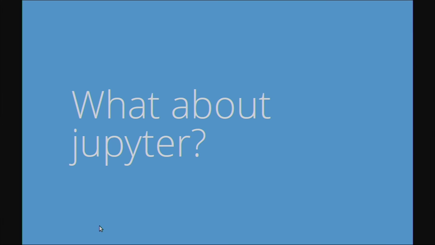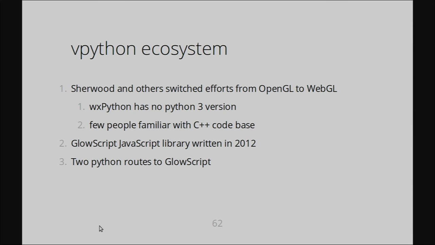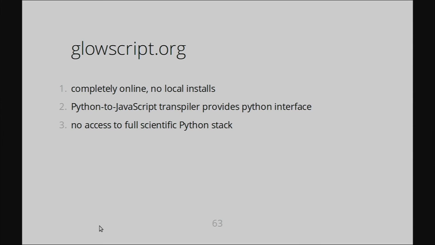All right, so I started this project last year after getting really frustrated about getting visual working with Python 3. The original developers of VPython had the same problem, but they decided to take a different approach, which was, since they do mostly teaching stuff, to switch to a Jupyter Notebooks type environment. So they switched from OpenGL to WebGL, and they created this JavaScript library called GlowScript, which allows you to use VPython syntax in WebGL. They created this website called glowscript.org where you can type in Python code and have it render on the web.